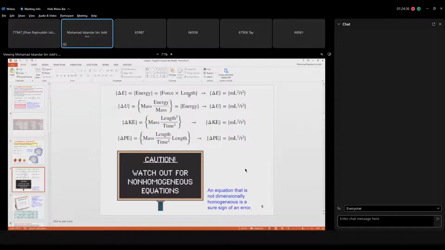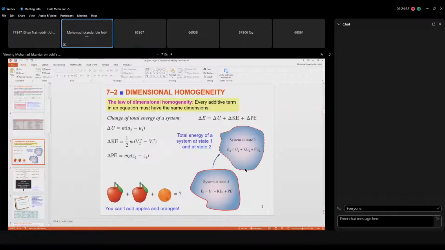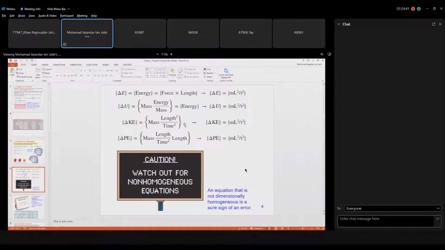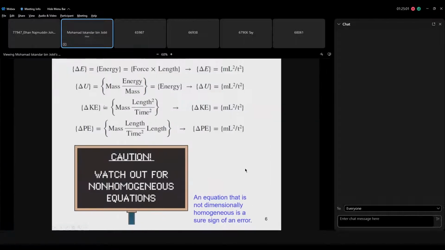Now, your task, in order to prove the validity of this equation, is to make sure that the rest of these equations will have the same primary dimension. This is what we call the primary dimension, or the symbols of primary dimension. You have to make sure that everything will end up the same. I repeat, you have to make sure that the change of U, the change of KE, the change of E will give you the same ML square over t square, small t square.